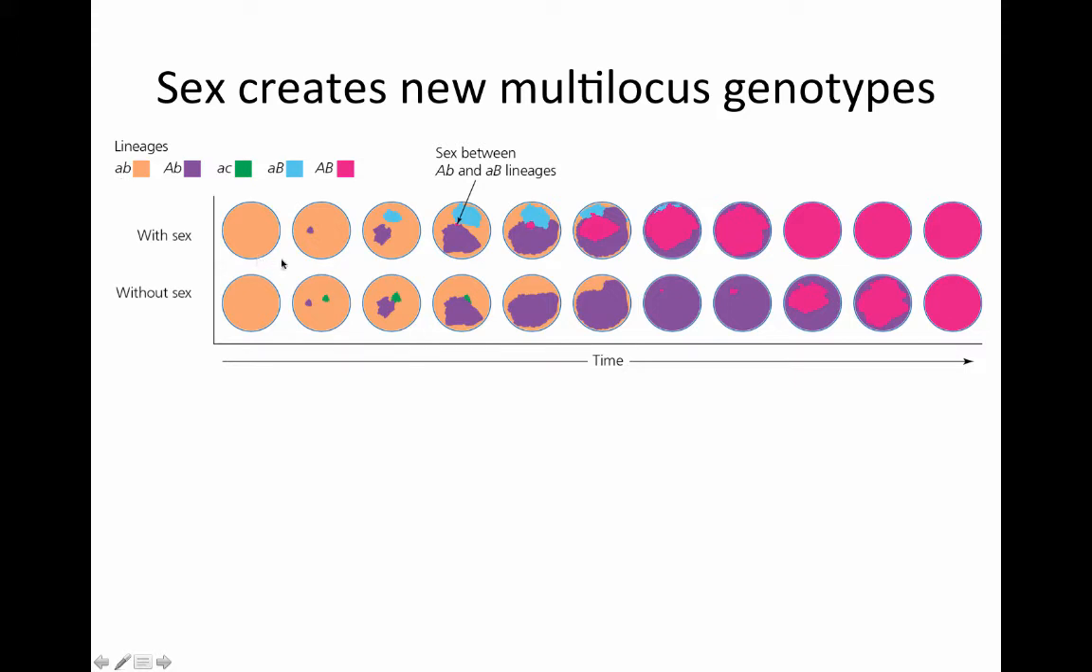Over time, a mutation occurs that converts little a to big A. And big A has a selective advantage. So big A is going to increase in frequency in the population. Subsequently, in another generation, there's another mutation from little b to big B. And big B also has a selective advantage.